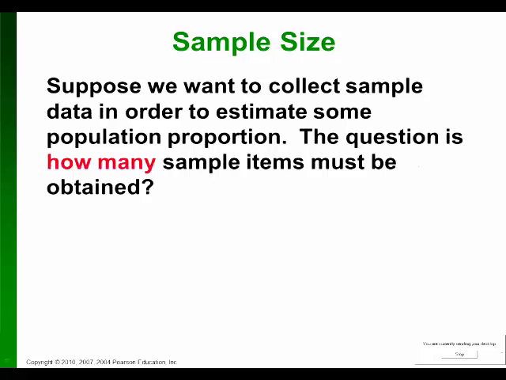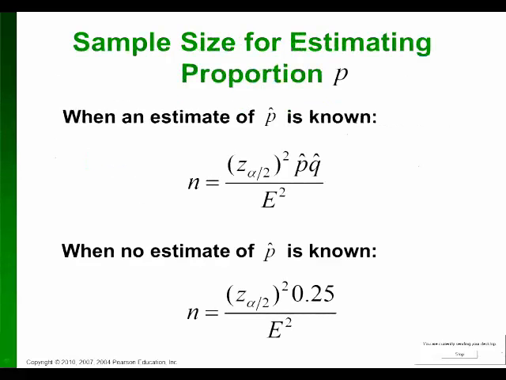If we know the sample proportion, when the sample proportion is known, you use this formula. If you don't know the sample proportion, you use the second formula. But we have to figure out what all these things stand for.